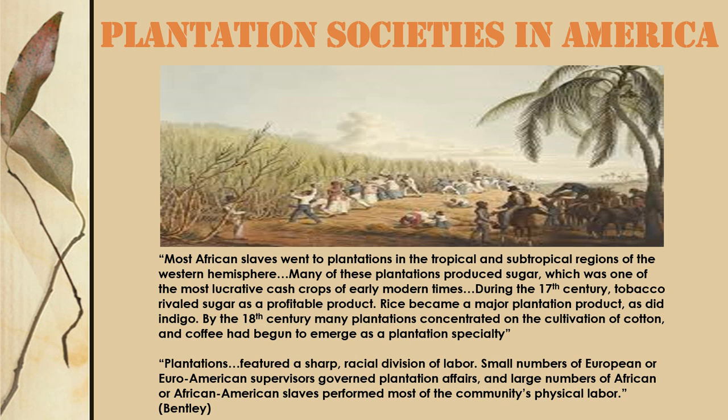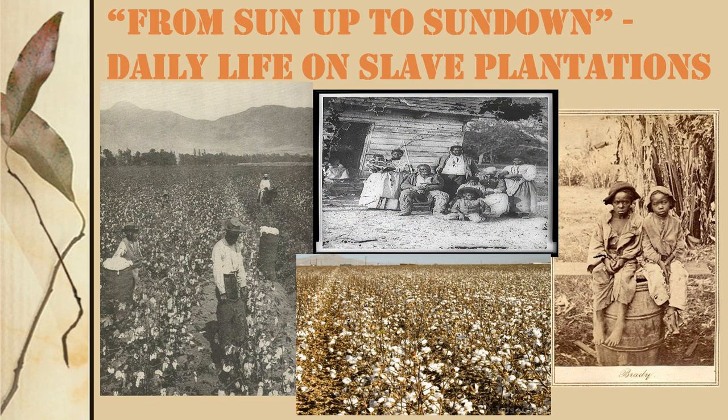Plantations featured a sharp racial division of labor. Small numbers of European or Euro-American supervisors governed plantation affairs, and large numbers of African or African-American slaves performed most of the community's physical labor. There were other arrangements besides plantations, but plantations are where most slaves ended up because that's where the economic demand was.